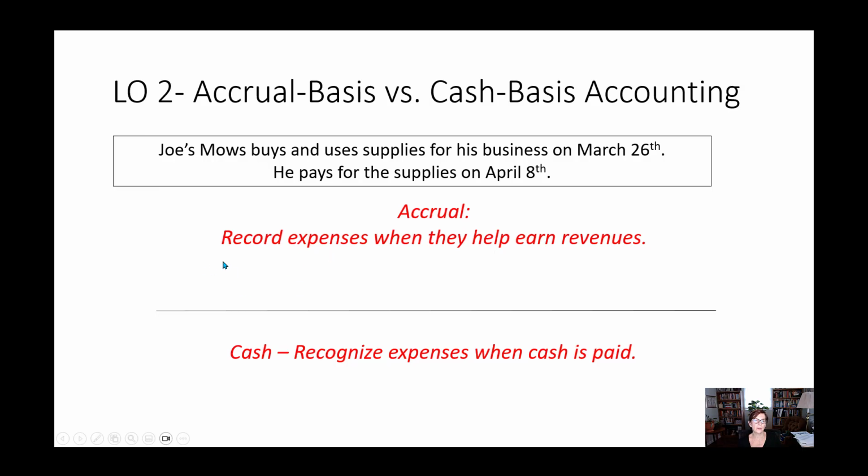That's the accrual basis. So when do the expenses help him earn revenue? Well, on March 26th, right? Because he used them to do whatever he was doing that day, some landscaping. Maybe he bought some mulch for his customer. So he used the supplies on March 26th. That's when he records the expense. If it were cash basis, Joe would not get to record the supplies expense until April 8th. But in this case, the right way to do it, according to GAAP, will be to record the expense and the payable here, and then on April 8th, you record the payment of the payable.